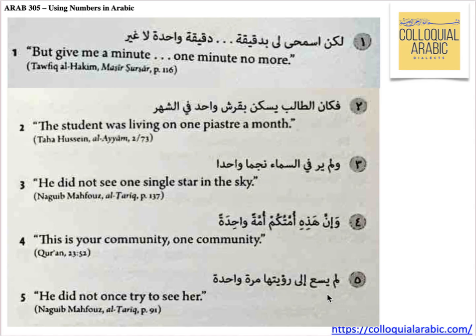Lam yasa ila ru'yatiha marra wahida. He didn't try. Lam yes. Ila ru'yatiha, to see her, marra wahida, just once. This is also very common, one time only. So he did not even try to see her once. Again, all these examples are the examples of using wahid followed by the noun. The purpose is to give emphasis.